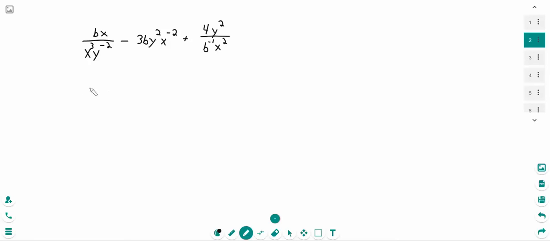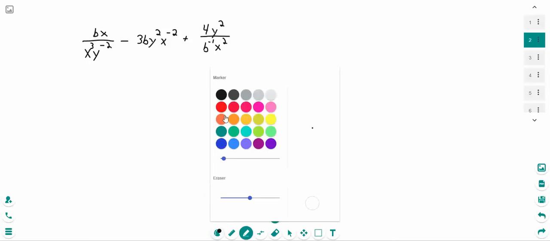So let's pick our form, and we can pick any form we want. We could say we want to write all of these terms with the exponents positive. Or we could say, let's write all of these terms with the exponents negative. Either way is fine, as long as we do it to all the terms. I'm going to choose to write these terms with all the exponents positive.